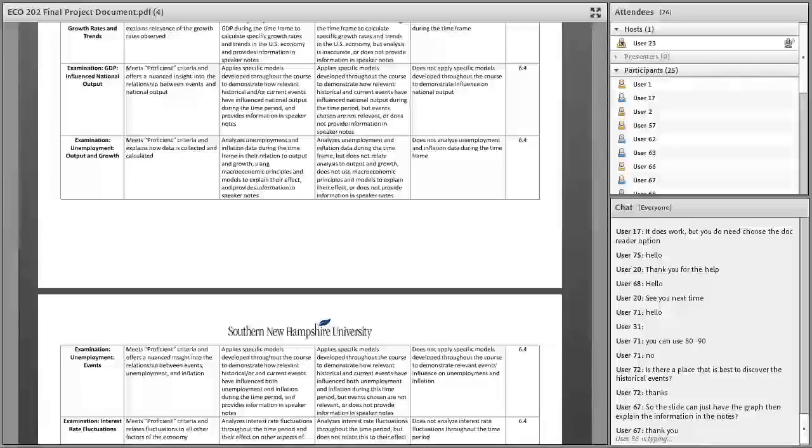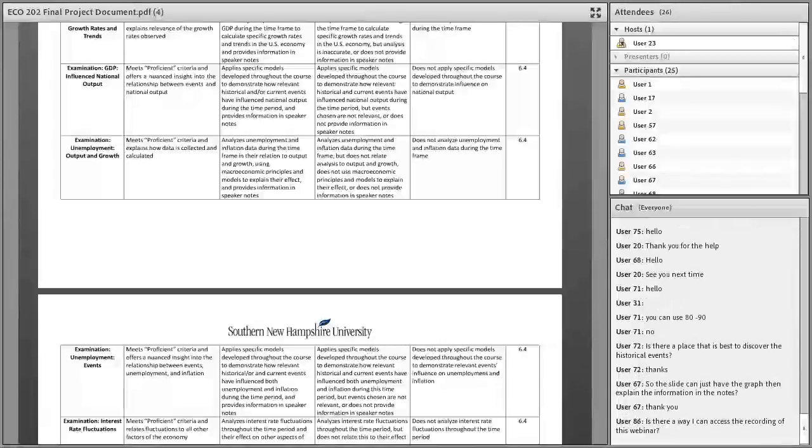So you need at least 1, 2, 3, 4, 5 slides. You can have more if you feel that you need more space to show your graphs, because you might want a slide to show the unemployment graph and a slide to show the inflation graph. So you start having 6 slides, for example. And you absolutely need to explain both how unemployment fluctuated according to GDP and how inflation fluctuated according to the GDP. It's not just one or the other, it's both, if you want to be proficient.